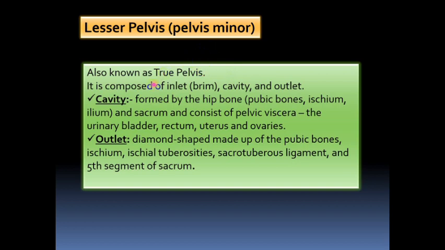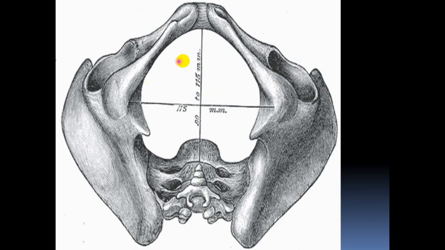We can imagine the true pelvis just similar to a hall or a room. It has a pelvic inlet or a pelvic brim, which is similar to a door. It has a hollow or a cavity, and it has an outlet or an exit. To start with, we will discuss a few points regarding the pelvic cavity and outlet, and details for the pelvic inlet. The pelvic cavity of the female pelvis is formed by the hip bone, which is the pubic bone, the ischium, and the ilium, in addition to the sacrum.